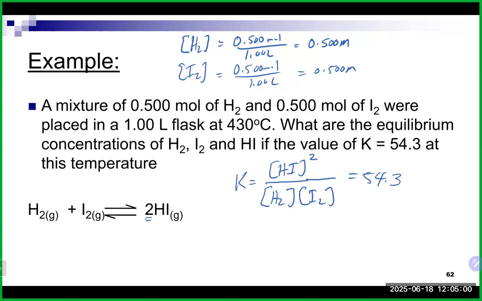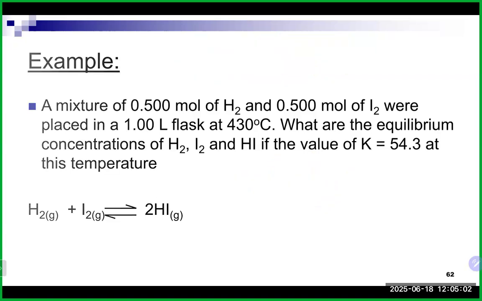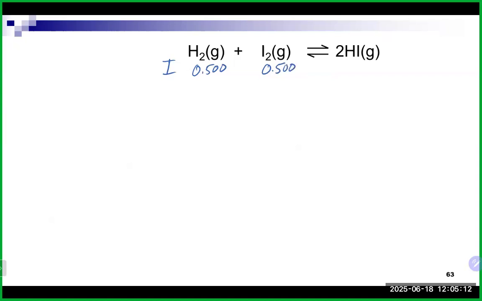All right, so we'll do our ice table here. Initially, we had 0.5 molar, 0.5 molar, and there was no mention of anything about the product. Once again, it is pretty safe in that situation, I'd almost say 98, 99% of the time, to assume that you've got zero there. And we have our expression; I'll just rewrite it over here one more time.